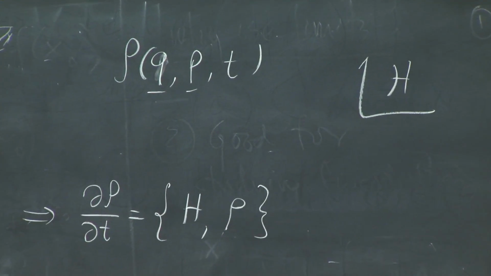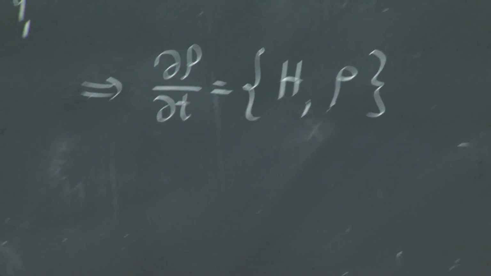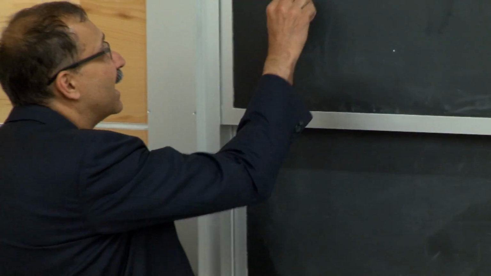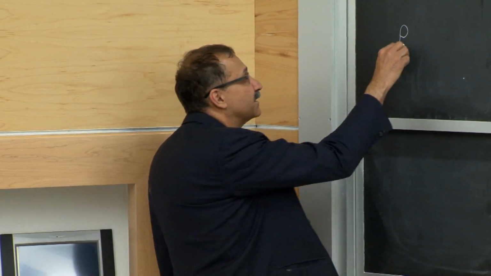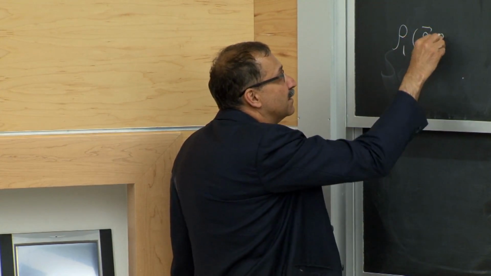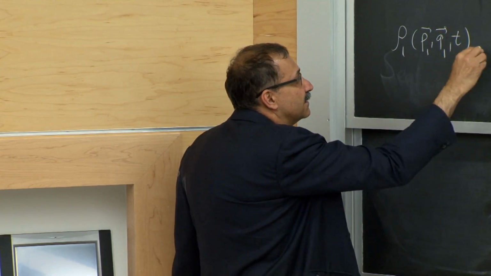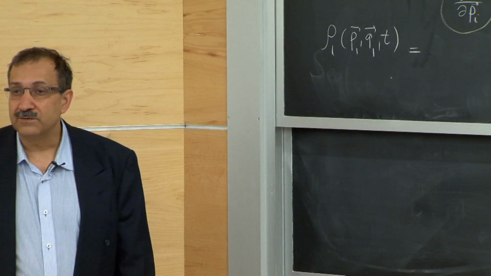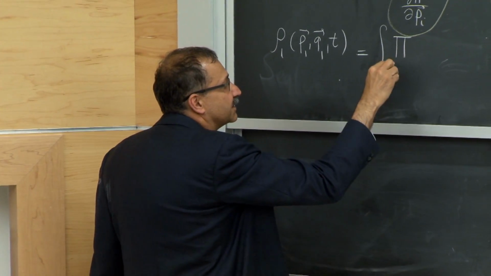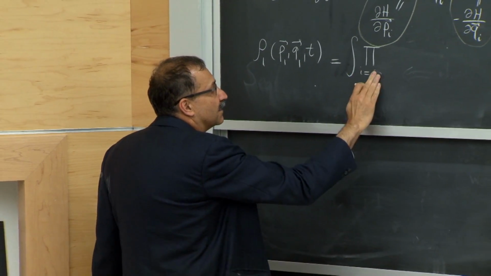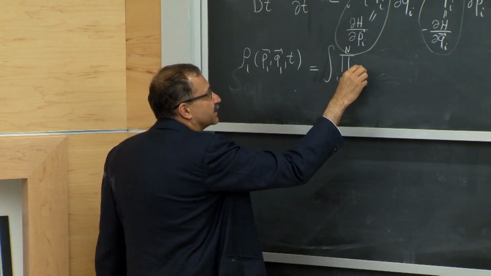So we said that for things that I'm really interested in, what I could, for example, look at is a density that involves only one particle. And what I can do is to then integrate over all of the positions and momenta of particles that I'm not interested in.